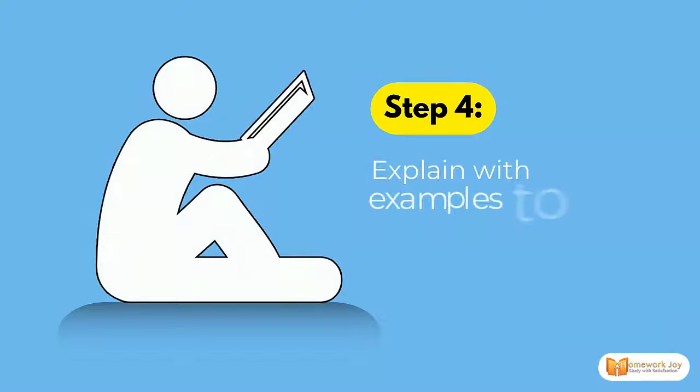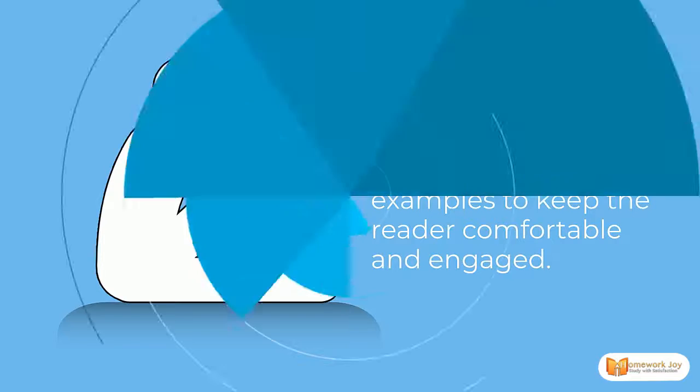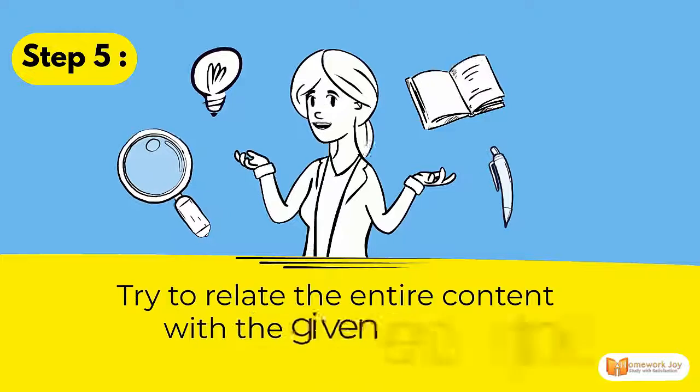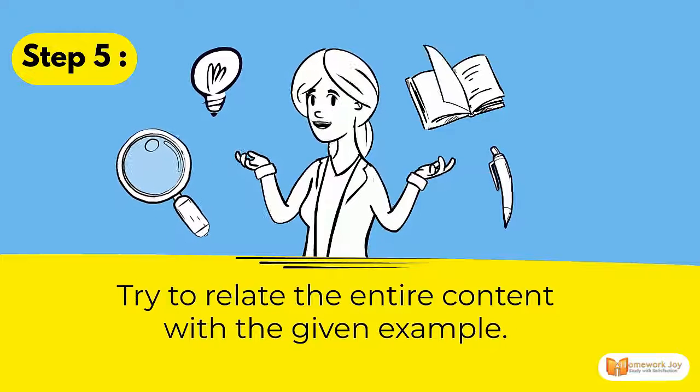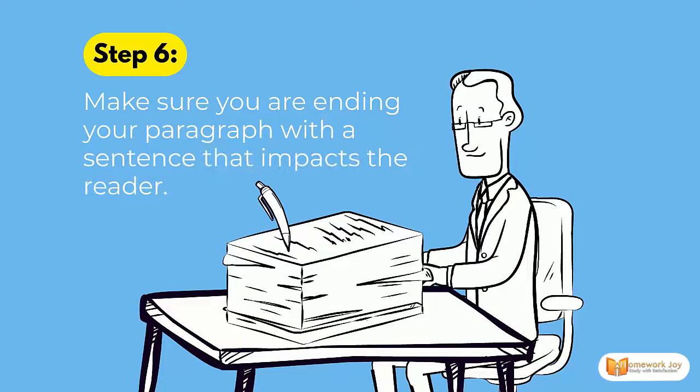Step 4. Explain with examples to keep the reader comfortable and engaged. Step 5. Try to relate the entire content with the given example. Step 6. Make sure you are ending your paragraph with a sentence that impacts the reader.